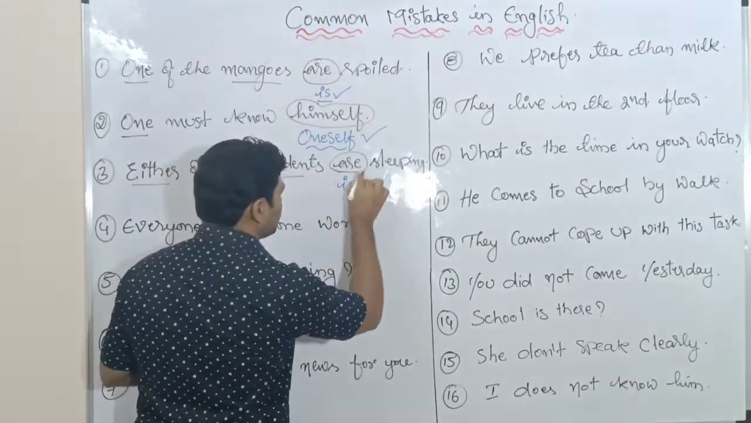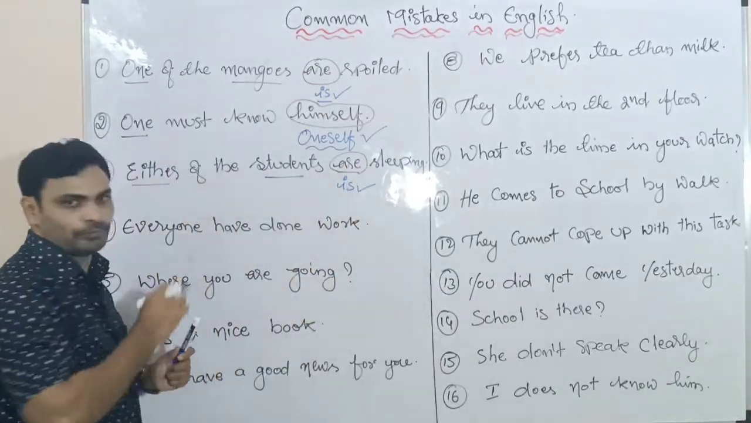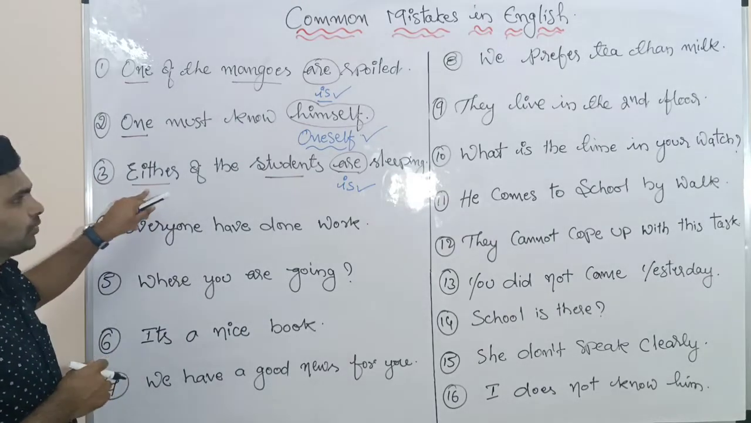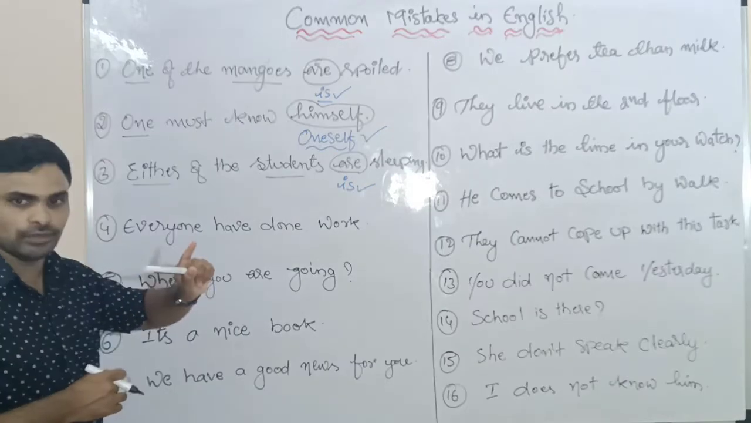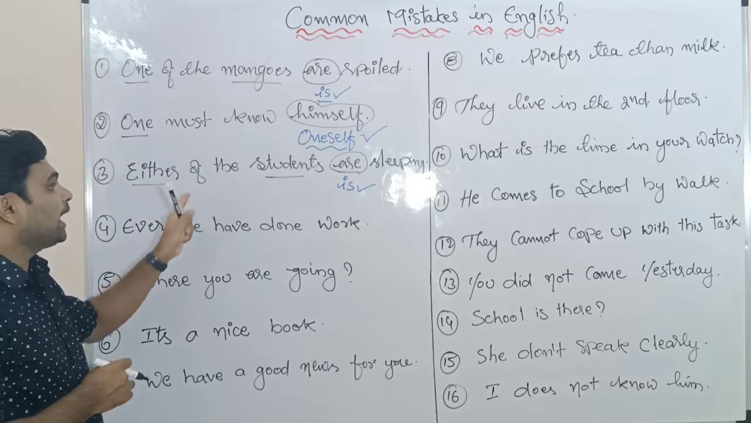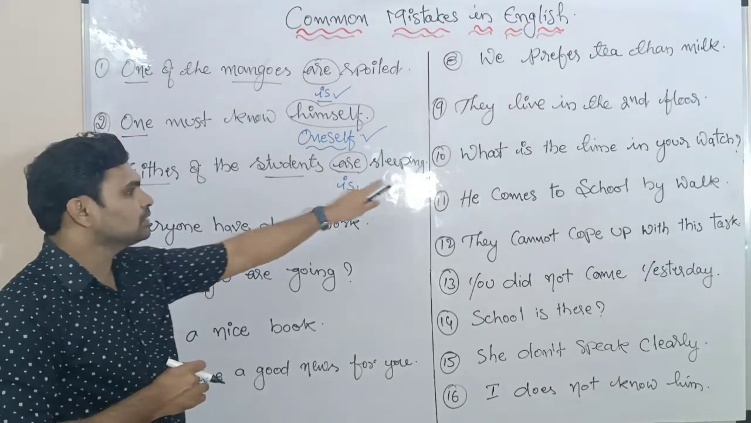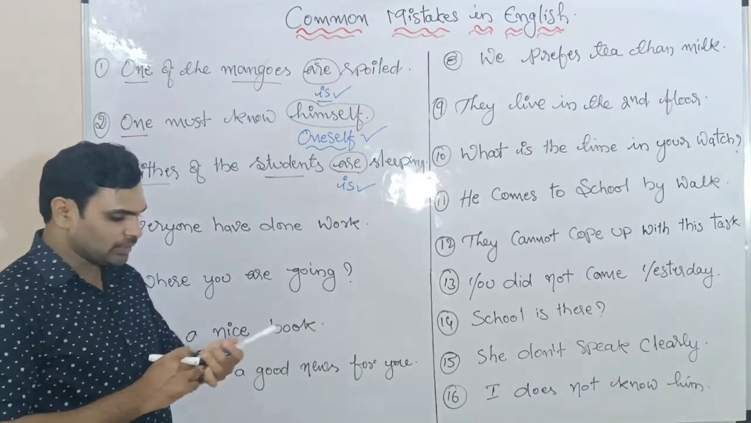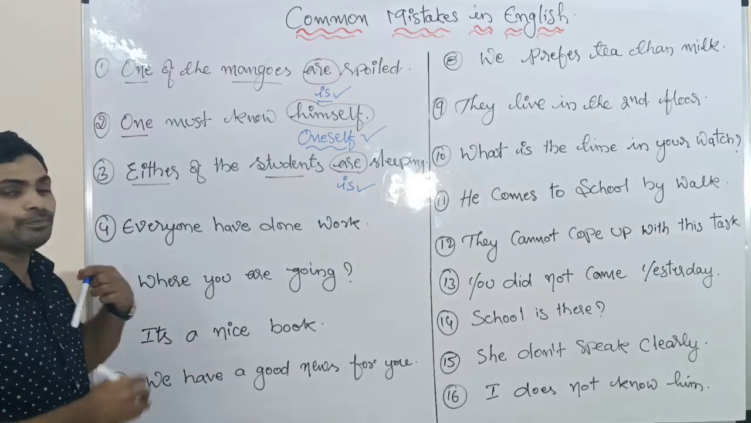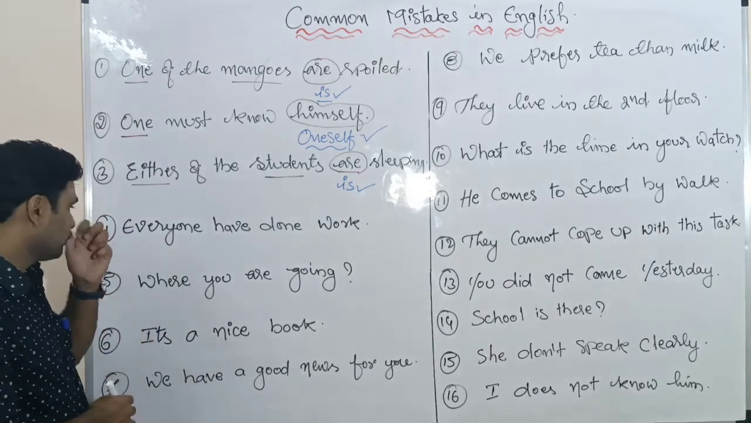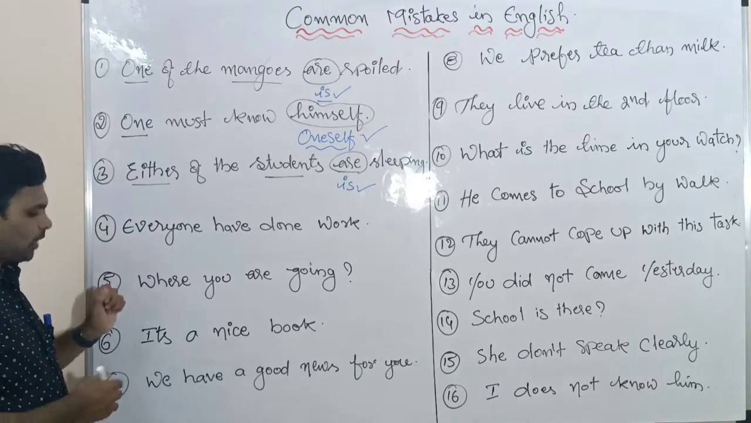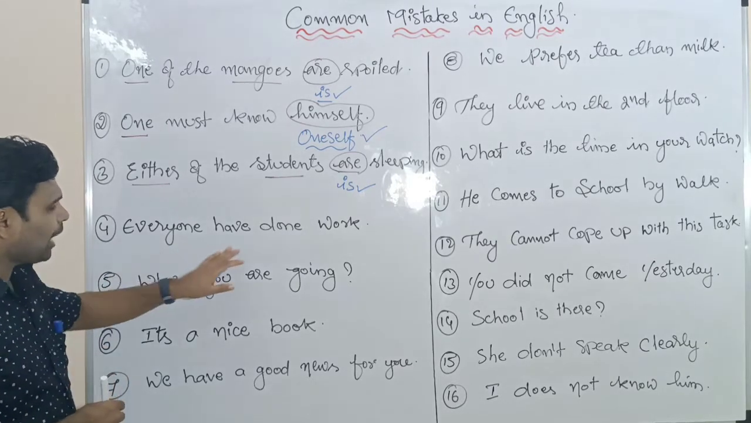So you may think students are. No. We speak about either. Either means any one, not two. Either of the students is sleeping. And in fact, it refers to only one person, one thing. Very good. Fourth one: everyone have done work.